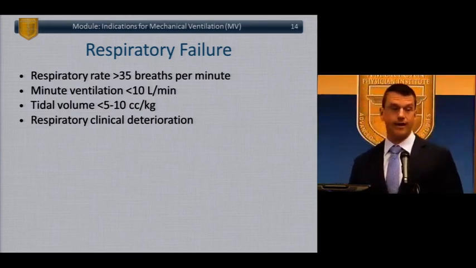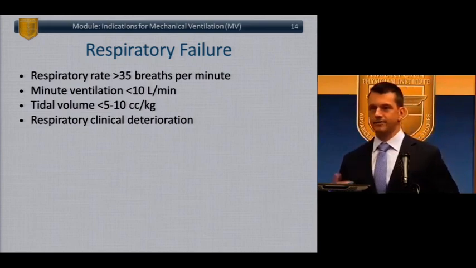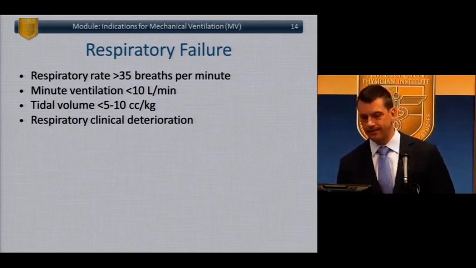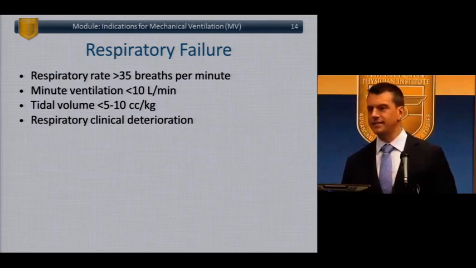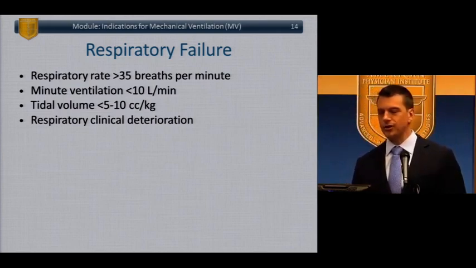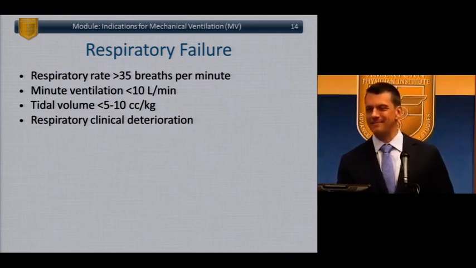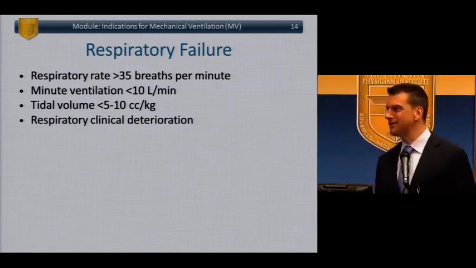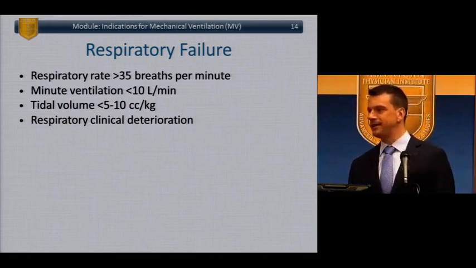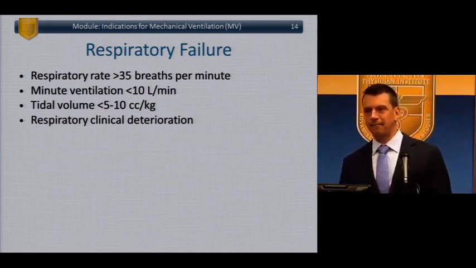So respiratory failure, some of the definitions. Respiratory rate greater than 35 breaths per minute. Minute ventilation of less than 10 liters per minute. Unless this is a very small person, they're not simply getting enough minute ventilation to handle their CO2 production. Tidal volumes of less than 5 to 10 cc's per kilo, or respiratory clinical deterioration. For the most part, the teaching is, if you're sitting at the end of the bed looking at a patient, you think, I wonder if I should intubate this patient. The answer is probably, I need to intubate this patient right now. So if they present something that suggests that maybe you should be intubating, that's your next step.